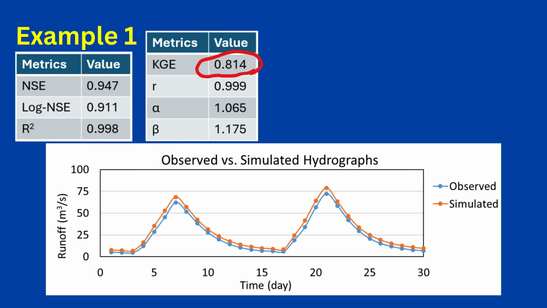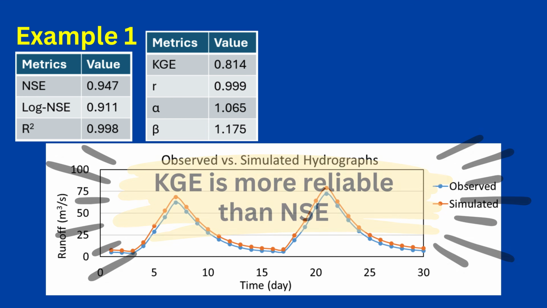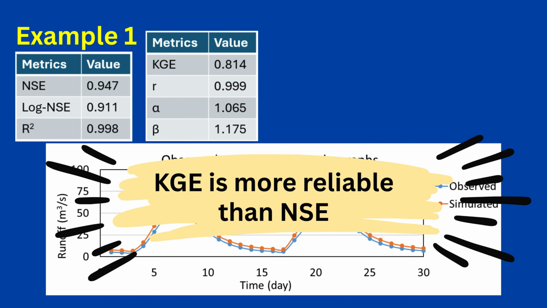Looking into the three components of that, R, alpha, and beta, we can see that the systematic overestimation of the simulated hydrograph is captured by alpha and beta. That's the reason that KGE is slightly lower. That's why KGE is considered as a more reliable metric compared to NSE.